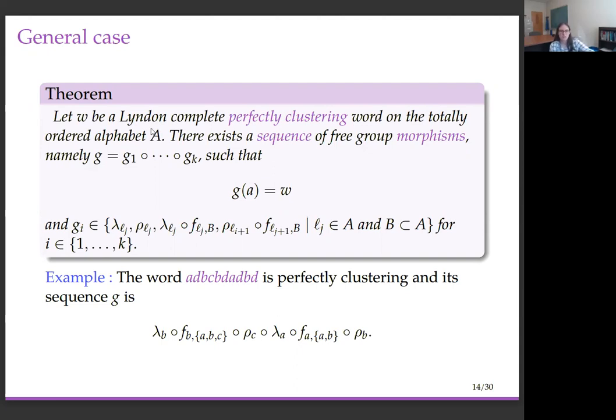To enumerate all perfectly clustering words, I will restrict myself to enumerate all classes by choosing one representative in each class. In that case, it will be the Lyndon word. So if you look here at the word in purple, this is a perfectly clustering word. You can check by computing its Burrows-Wheeler transform. And its sequence of morphisms will be this one.